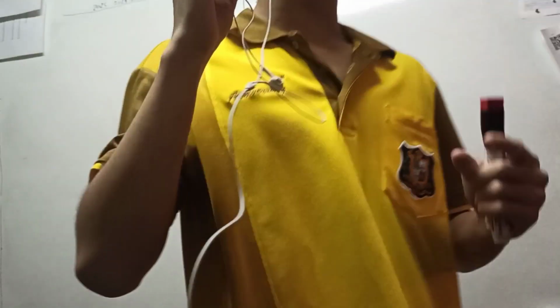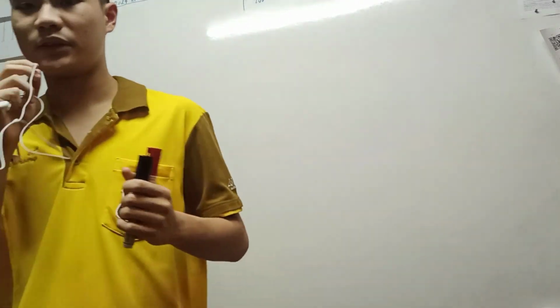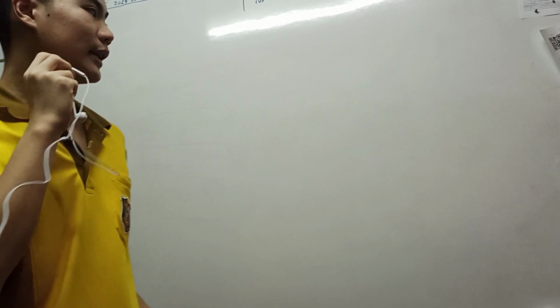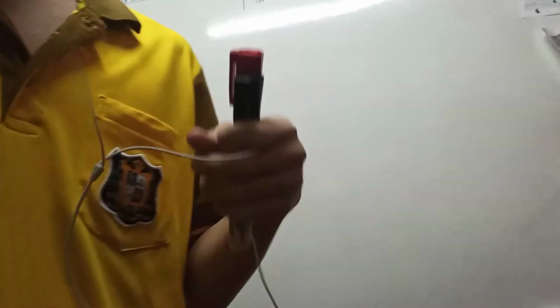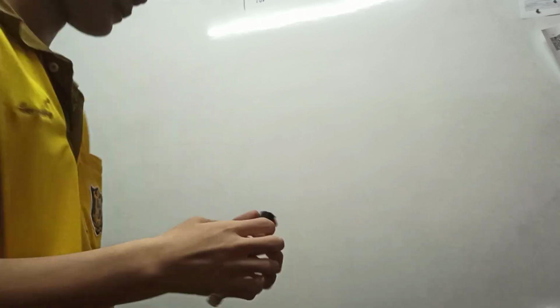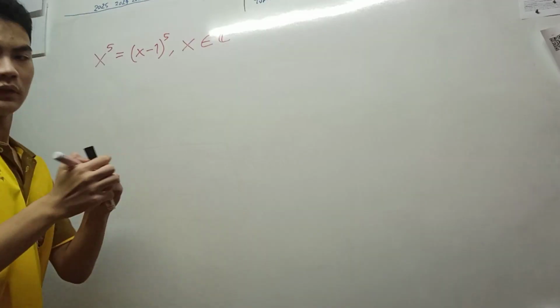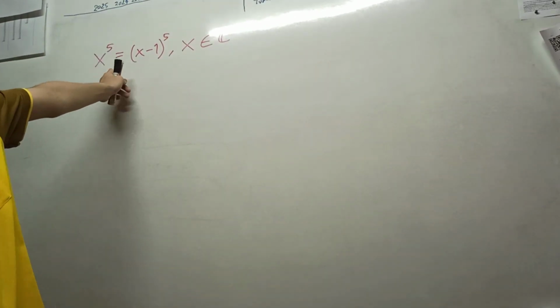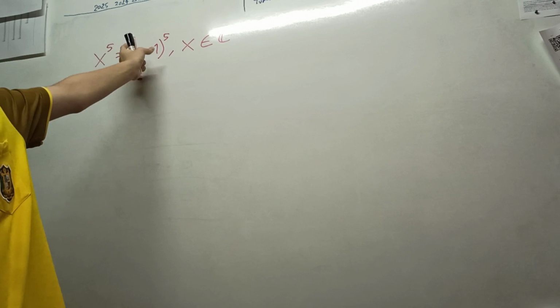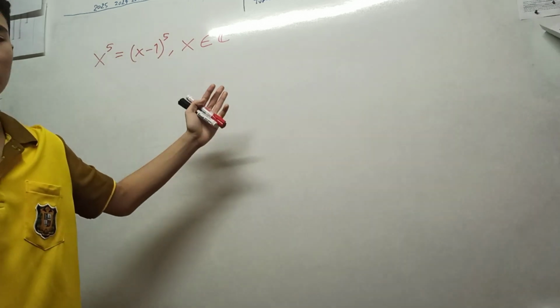Hello everyone, today I have something to present to you about complex numbers and roots. What I will be presenting today is this equation that I will write for you right now. So here is the equation that I am going to solve today: x to the fifth power is equal to (x minus 1) to the fifth power, where x belongs to the complex numbers.